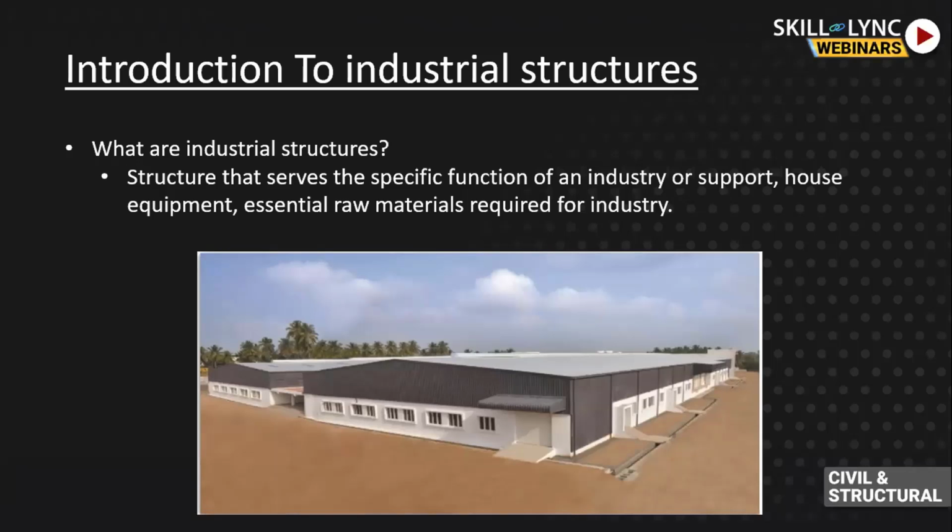If you take a cold storage, then you need certain infrastructure inside the building so that you can store the raw materials, or the vegetables or fruits, or pharmaceuticals, anything. So you need some basic infrastructure inside these buildings. Likewise in automobiles: if you have body making inside the industry, then you need certain infrastructure for that. Any building which serves these purposes is called an industrial structure.